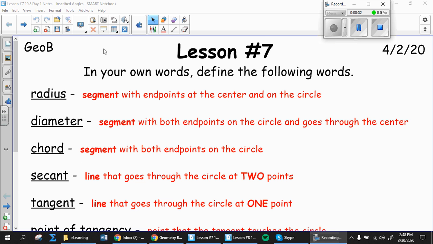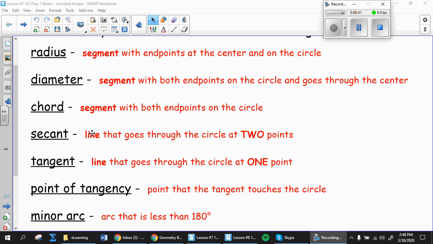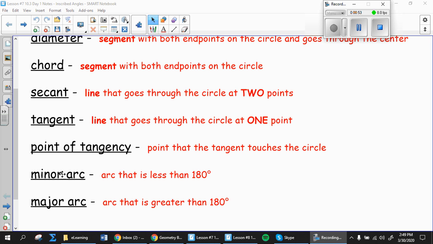All right, here's the definition for each of them. Make sure you notice your radius, diameter, chord are all segments. They stop. They have endpoints. Secant and tangent is a line, so they go through, they continue forever. Point of tangency was one that I noticed a lot of people messed up on, so make sure we pay attention to that. That's simply where the tangent touches the circle. And then we have minor arc and major arc. Minor arc being less than 180, major arc being greater than 180.